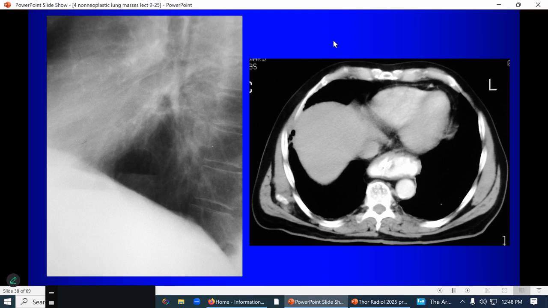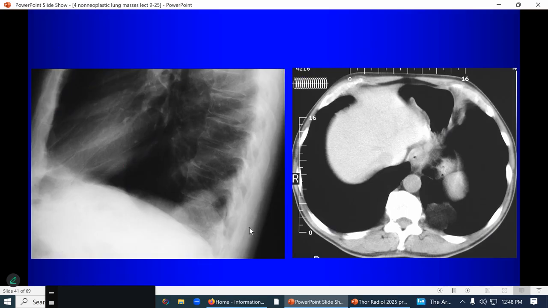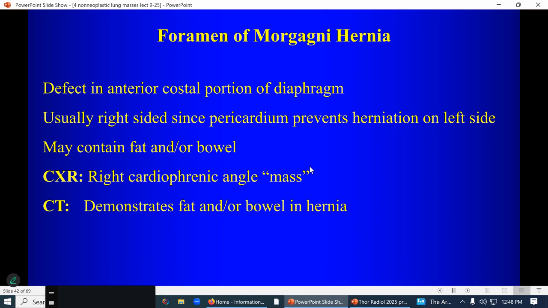Easy diagnosis with CT. Bochdalek hernias, they occur posteriorly. They increase in frequency or incidence with age because over time the aperture gets larger and larger, especially if there's increased intra-abdominal pressure. And on the chest radiograph, you typically see a round hump over the posterior lung base. And it's got fat in it. So this is the typical appearance, this rounded mass over the posterior aspect of the diaphragm. On CT, it's just fat in there that's herniating up from the abdomen.